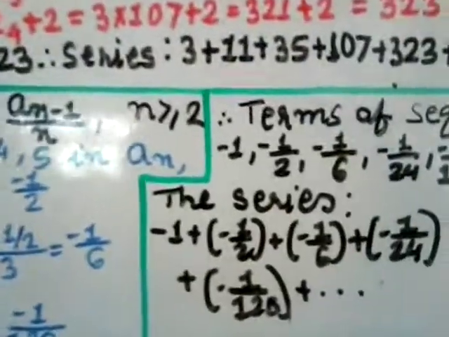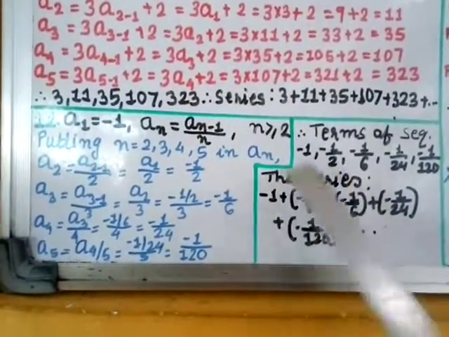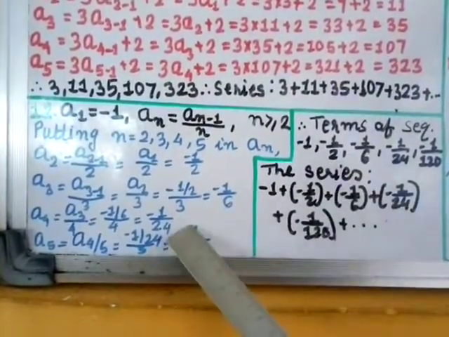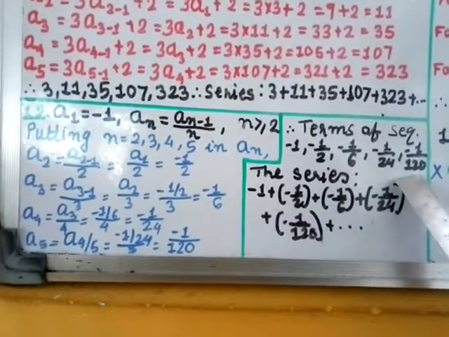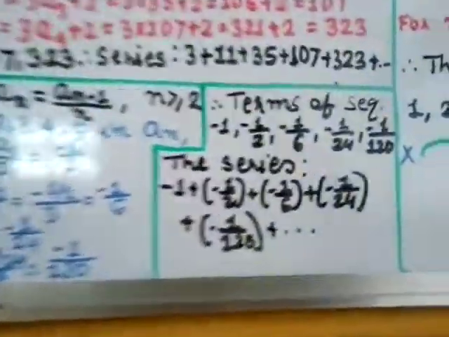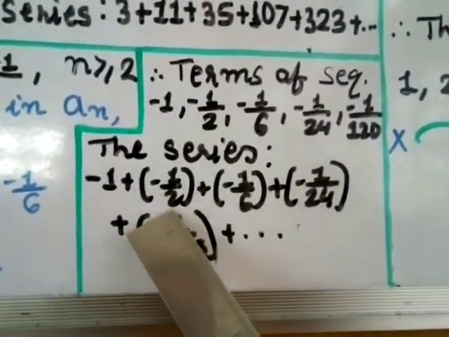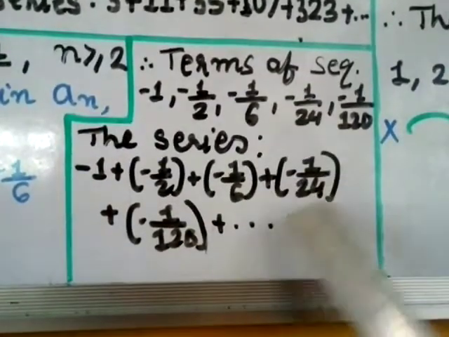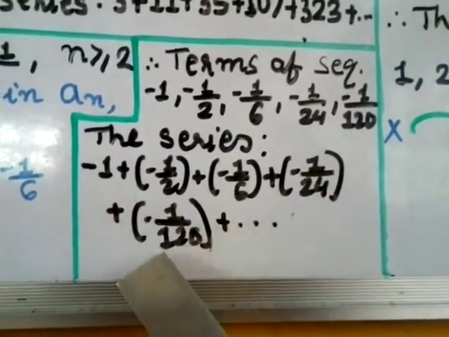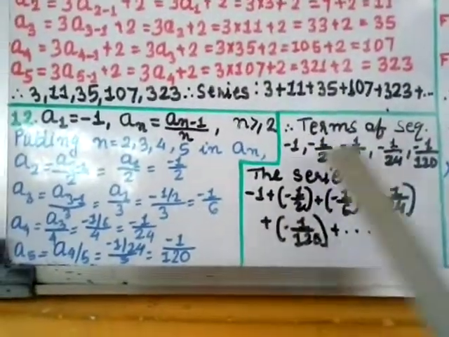So therefore, the terms of the sequence are minus 1, which is given. Okay. Then the second one is minus 1 by 2, minus 1 by 6, minus 1 by 24 and minus 1 by 120, and the series will be the sum of these. So minus 1 plus bracket minus 1 by 2 plus bracket minus 1 by 6 plus bracket minus 1 by 24 plus bracket minus 1 by 120 plus and so on. Okay, so that is the series, and these are the first 5 terms.